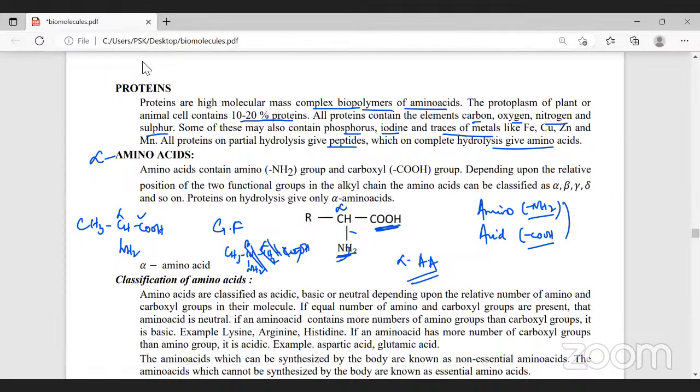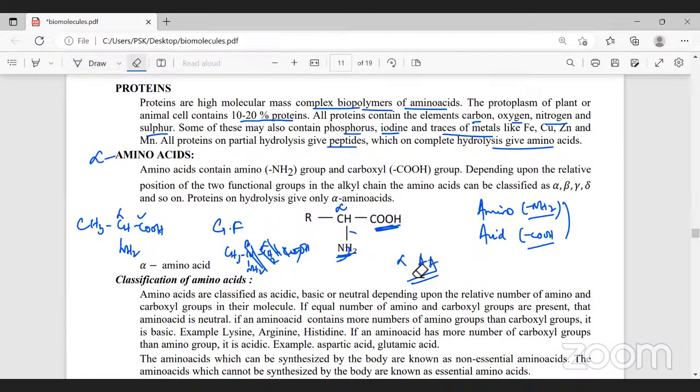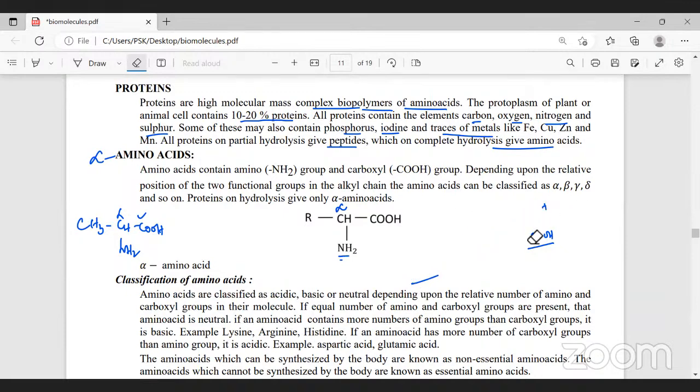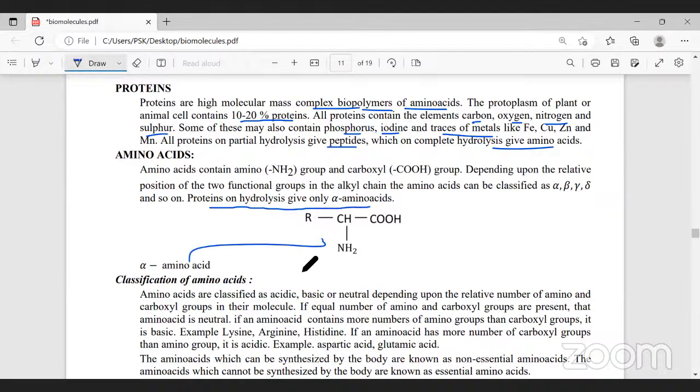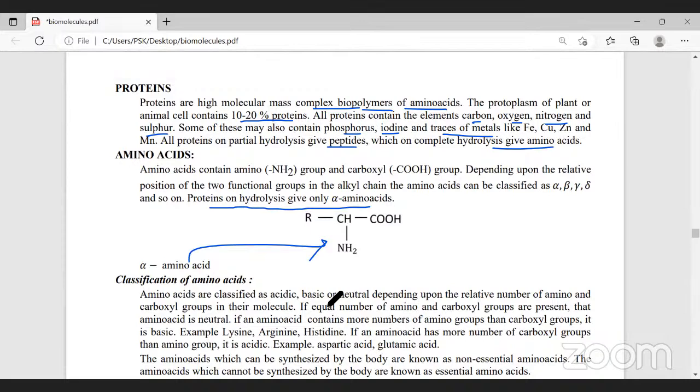So therefore, the general formula of alpha amino acid is this: R, CH, NH2, COOH. So we can say alpha amino acids are the building blocks of proteins. Or we can simply say proteins on hydrolysis gives alpha amino acids. The statement is mentioned here, proteins on hydrolysis give alpha amino acids. So this is the general representation of alpha amino acid.